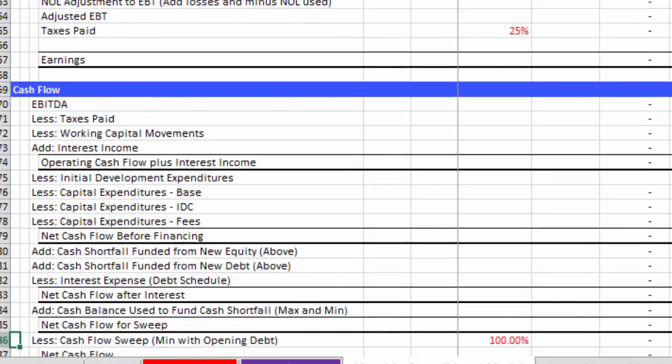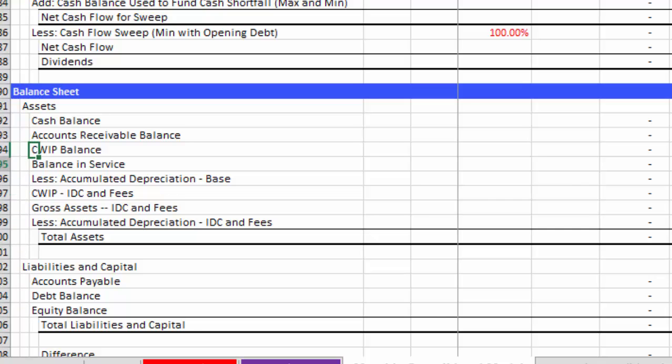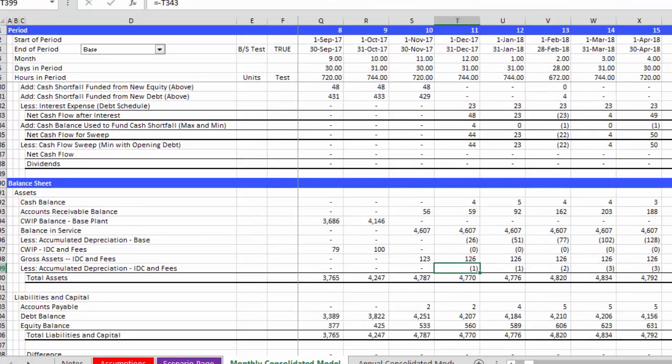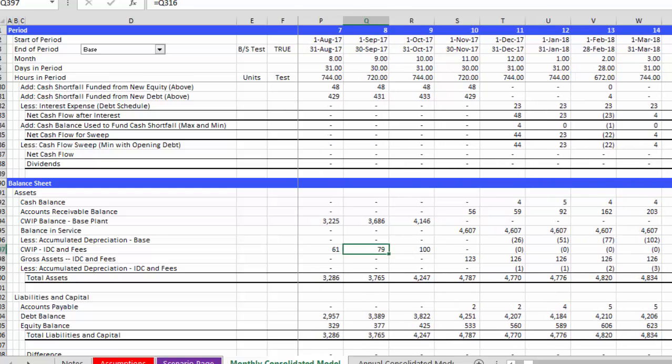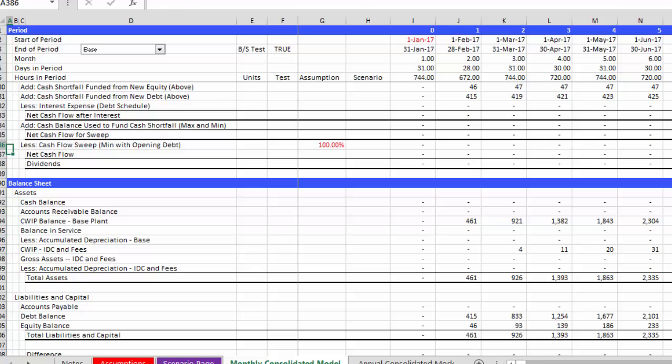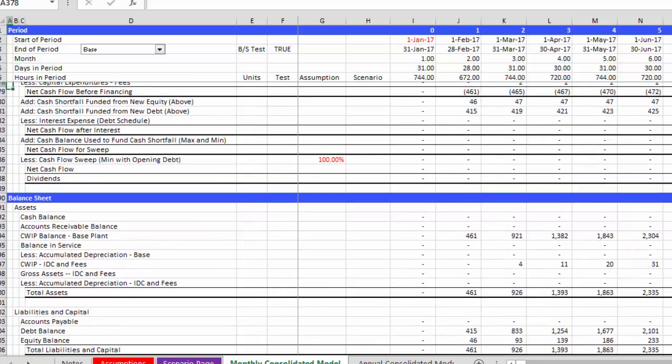And then on the balance sheet, you have the equip balance, construction work in progress balance for the regular plant. I'll call this the base plant. And then put the equip plus the construction work in progress for the IDC and the fees and the gross balance, and subtract that. So now you see that we only subtract it when we put it in.